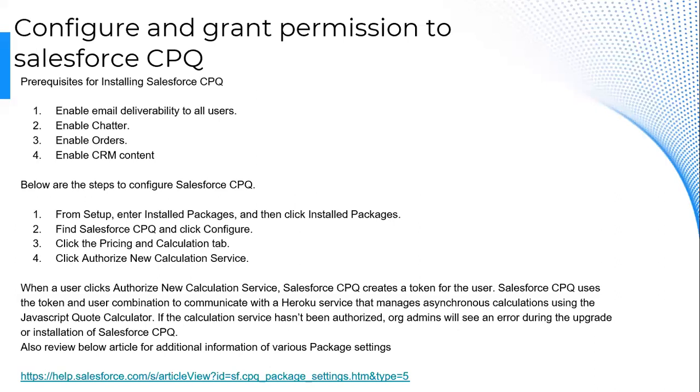Now, how do we configure? Below are the steps to configure Salesforce CPQ, or I can say below is the most important step. From our Setup, we have to go to Installed Packages and then click on Configure on our Salesforce CPQ package. Once we click on Configure, the CPQ configuration page will open. From that page, we have to go to the Pricing and Calculation tab, and then click on Authorize New Calculation Services.